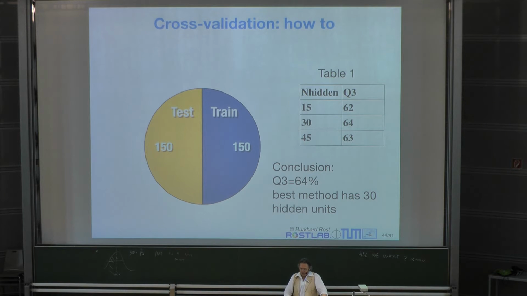The accuracy is shown in this column on the right. What I show you here are numbers that are derived on the test set. It's not training data, it's only testing data. I put that table into my manuscript, or my thesis, and in the conclusion of the thesis, I say that the best method is using 30 hidden units, because that is the highest number.